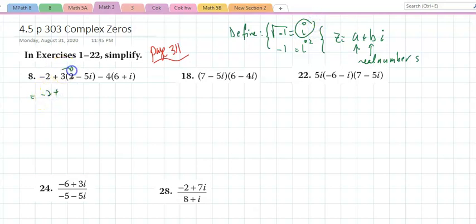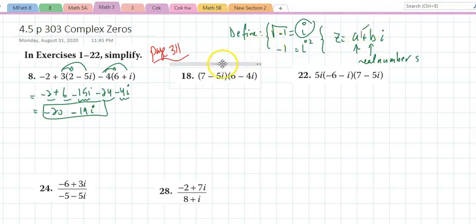So when I distribute, that's 6. Positive 3 times -5i is -15i. -4 times 6 is -24. -4 times positive i is -4i. And if you combine the constants, -26 minus 6 is -20. And -15i minus 4i, that's like -15x minus 4x, is -19i. And there's the form that we want.